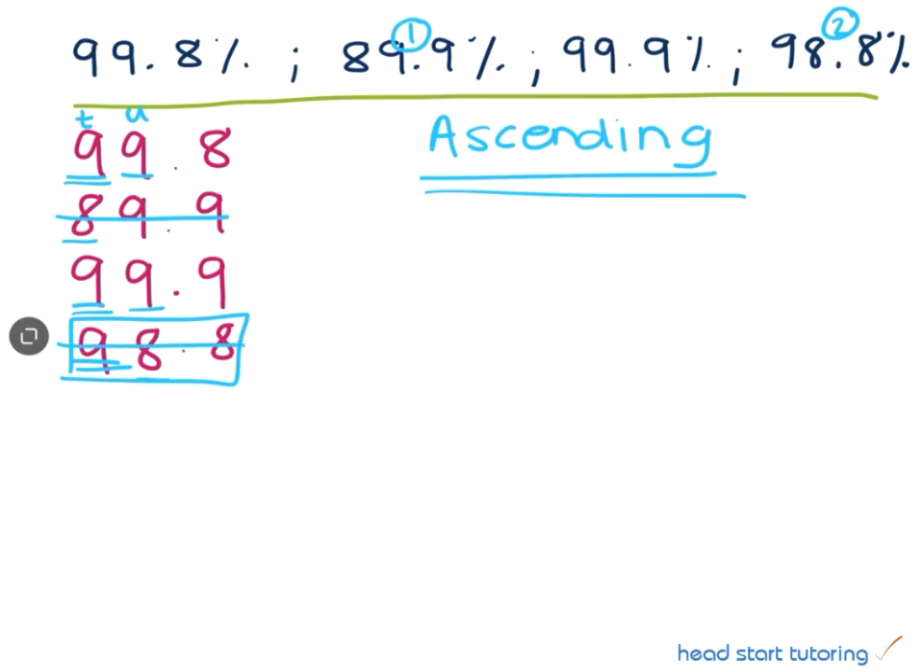So we have a look at our tenths column because our 9s there are the same. And we see that 8 there is smaller than 9. So this will be the next number. So 99.8 over there will be the next number, and then obviously we've got our 99.9 over there.